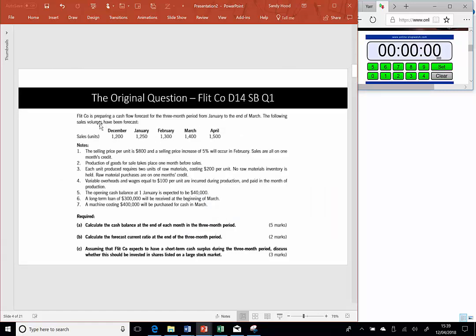Here's the original question. So it's about a company called Flit Co. It's preparing a cash flow forecast. At the bottom, it's asked us for a cash balance, for a current ratio, and for some advice about how to invest surplus funds, and in particular, whether the use of large stock market shares, shares that are quoted on the stock market, would be a good place to invest.